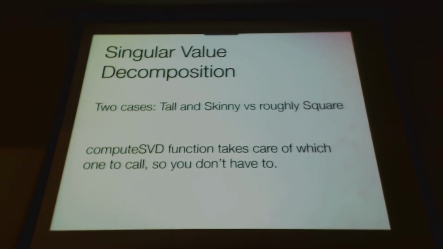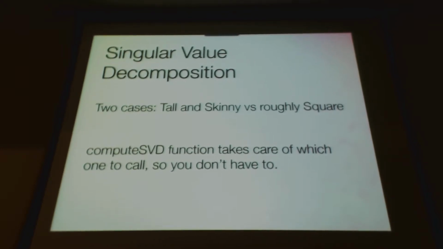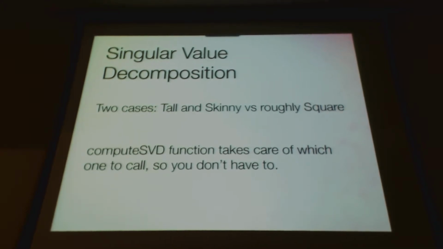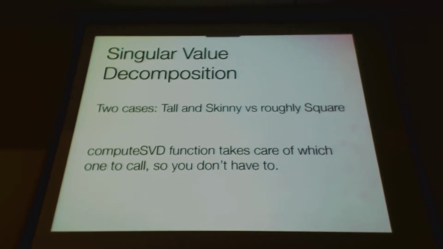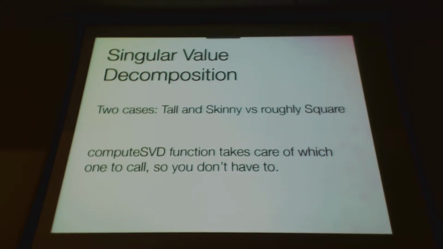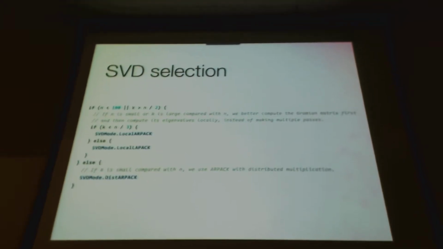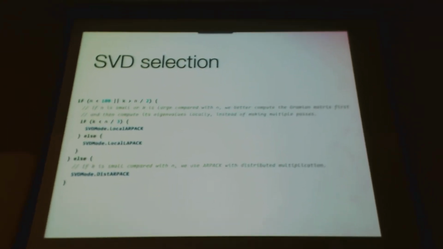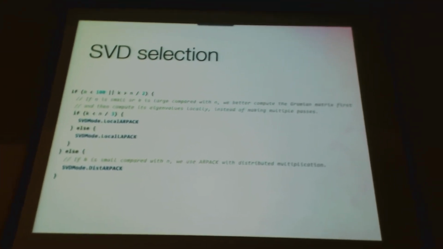The other case, the fat and short matrix, is handled in the same way as the tall and skinny, because you do the matrix transpose and then you work on that. Okay, so there's only really two cases: the tall and skinny case and the roughly square case. So two cases. We'll go over both, and you don't actually need to care about which case you're in, because you just send in your matrix, and there's logic to decide which of the two it should call.